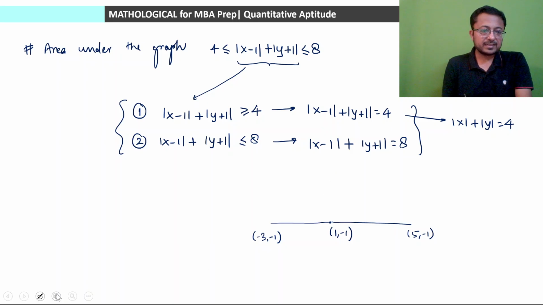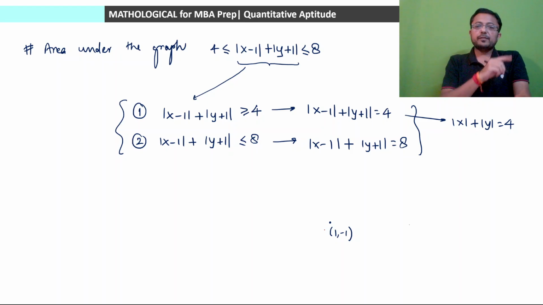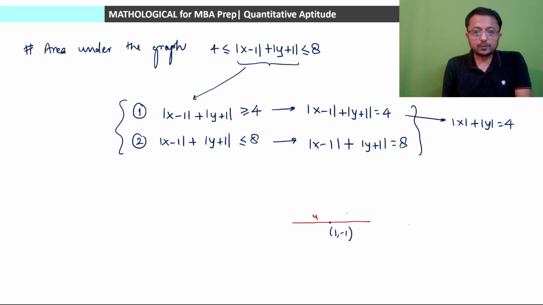There will be a bit of a problem with the shape, so let's keep it a little smaller. I made it too big. The whole point is the shape of the graph mod of x minus 1 plus mod of y plus 1 equal to 4. This length will be, the total length will be, this will be 4, this will be 4. Similarly, for these two, these will also be 4 and 4. This will be the shape of the rhombus. Inside is the smaller rhombus.